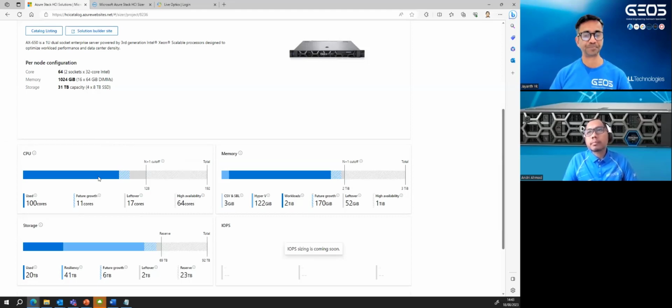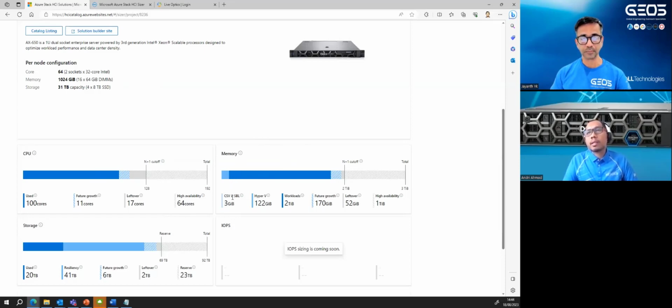Okay. And next, from the memory perspective, it also applies n+1. So total memory per node is 1 terabyte. You have 3 nodes, around 3 terabytes, and then 1 terabyte is kept for spare, so you can only use 2 terabytes. Here we have a blue bar from your workloads, around 2 terabytes, and then future growth of 10%, around 170 gigabytes. And then it also calculates overhead.